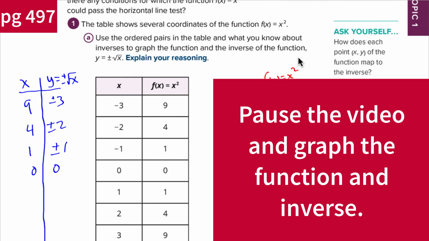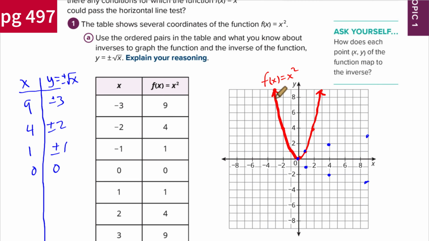Okay, here's what I did. I plotted these points over here, and that is f of x equals x squared. By the way, always a great idea to label what you graphed so people know which graph is which. So this is f of x equals x squared, so I label it, and then I just plotted all these points, right? And then we learned in the last lesson that the inverse is just switching the points. Now, maybe you didn't want to do that, so you can just use the equation that we came up with just to verify that that is the inverse.